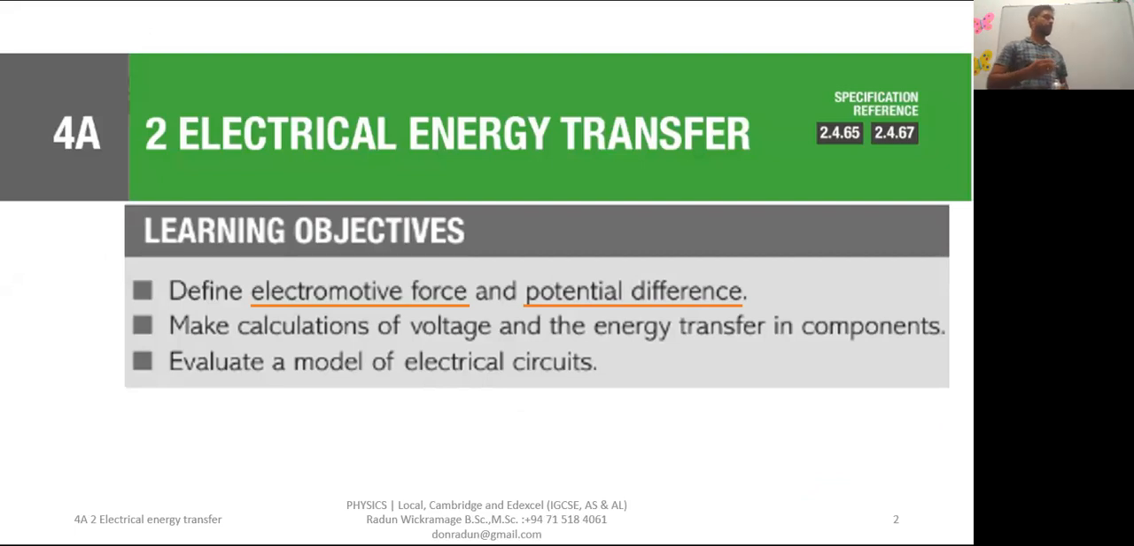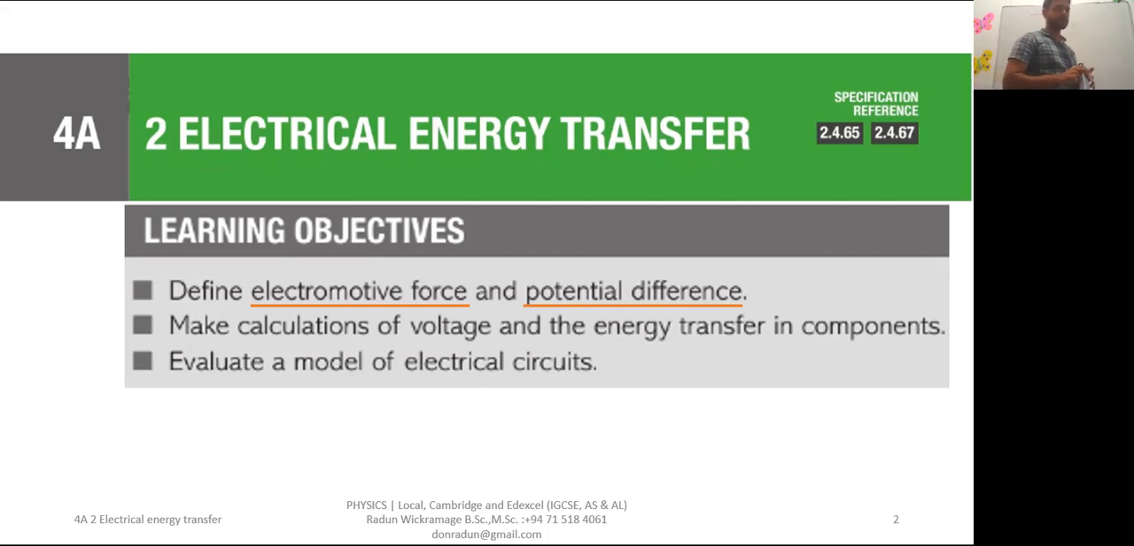Here we have three main learning objectives. First, we define electromotive force and potential difference. Both of them are voltages, so let's talk about voltages today. Then we make calculations of voltage and the energy transfer in components.